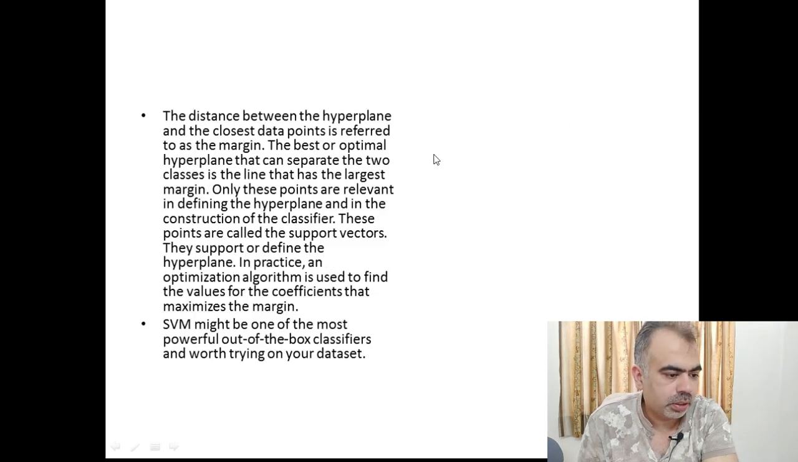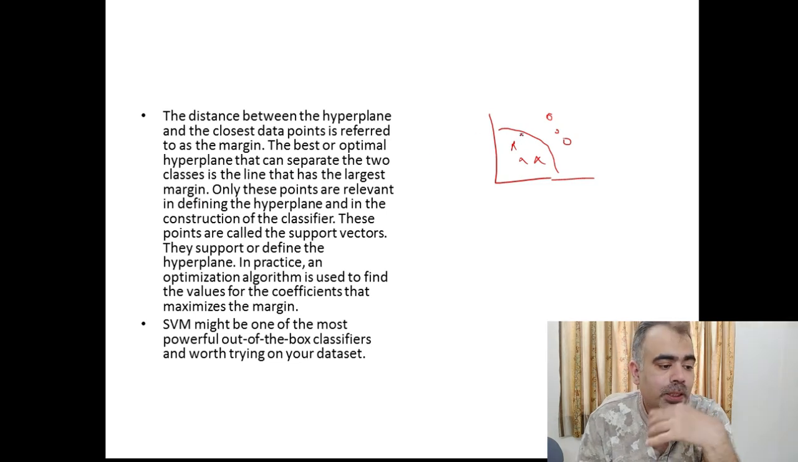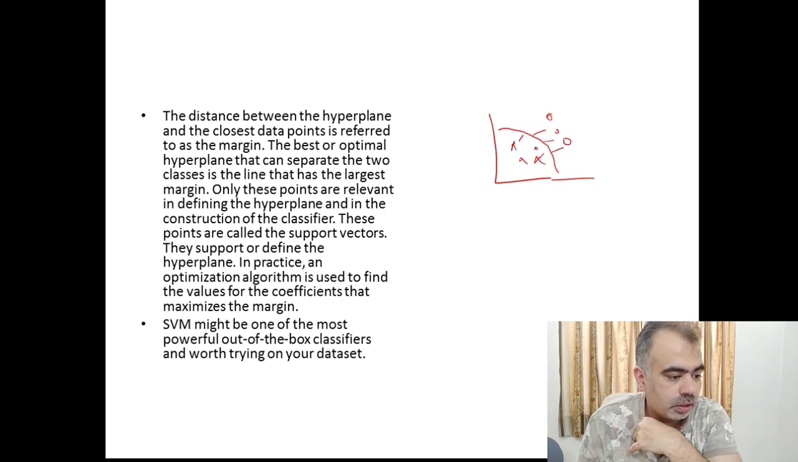The distance between the hyperplane and the closest data points is referred to as a margin, the boundary by which the data gets separated out. Let us suppose these are crosses, and this is how they are divided. The best optimal hyperplane that can separate the two classes is the line that has the largest margin. The algorithm in which the separated distance is very fine, that is what we call the best hyperplane. Only these points are relevant in defining the hyperplane and in the construction of the classifier. These points are called the support vectors.